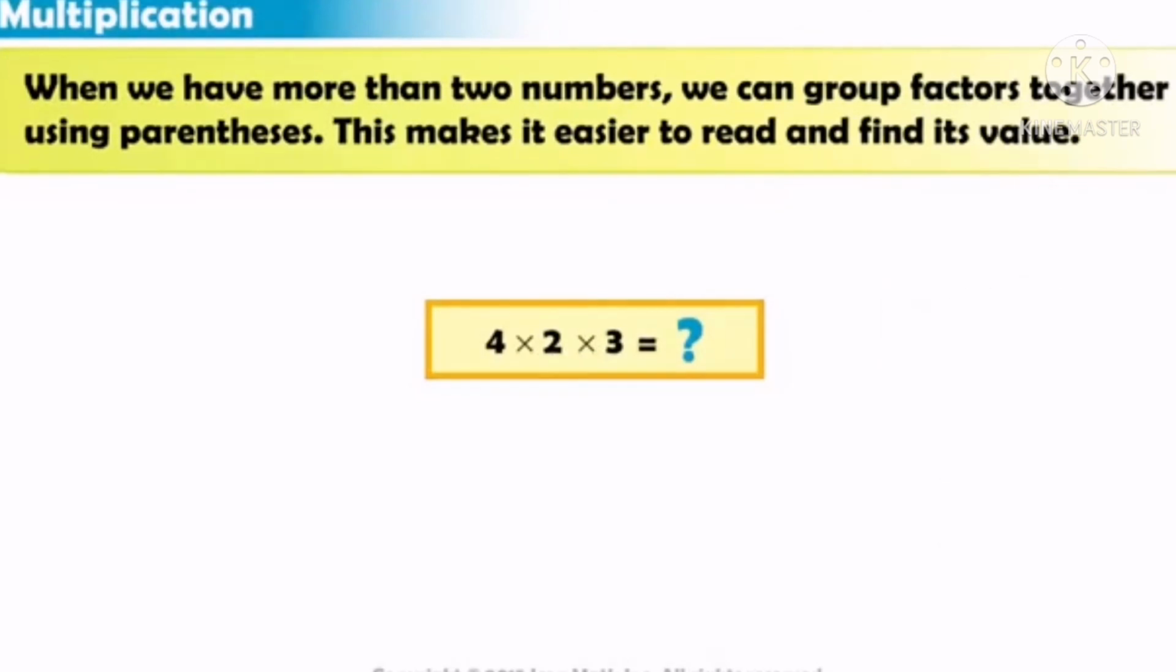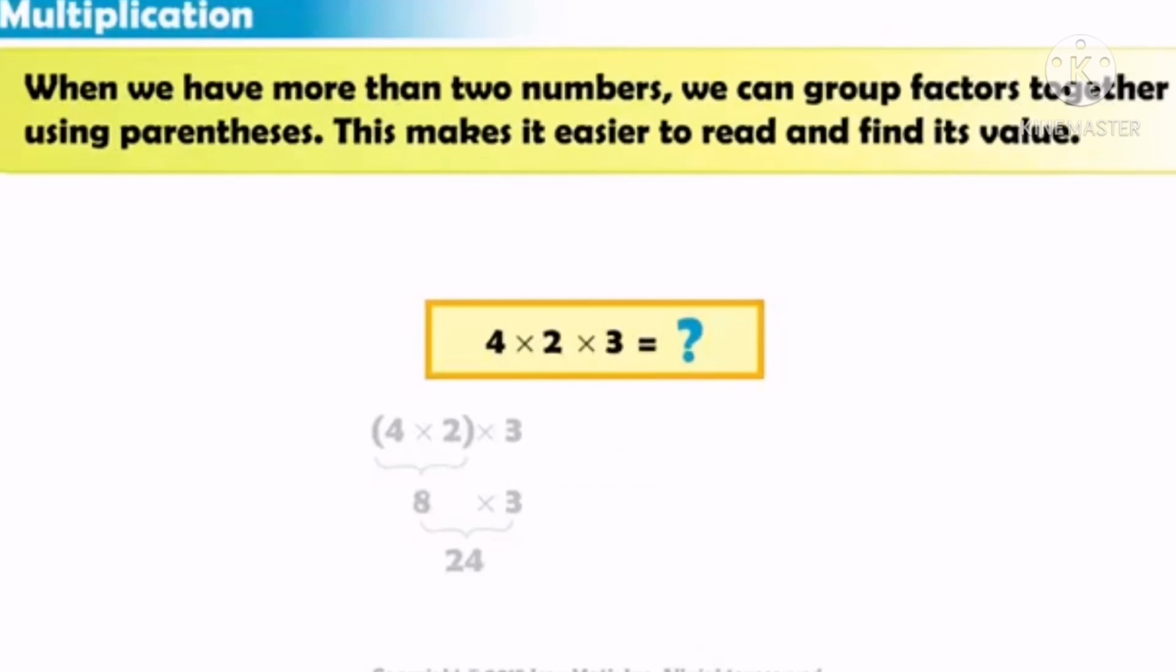Now, let us group 4 and 2 together. So the multiplication sentence now looks like this. So what is the product? To find the product of this multiplication sentence, we have to multiply first the numbers inside the parentheses. So 4 times 2 is equal to 8. And now we have 2 numbers. 8 times 3 is equal to 24. So the product is 24.